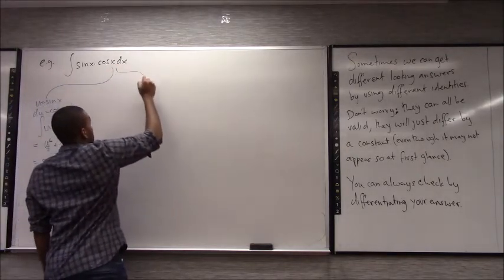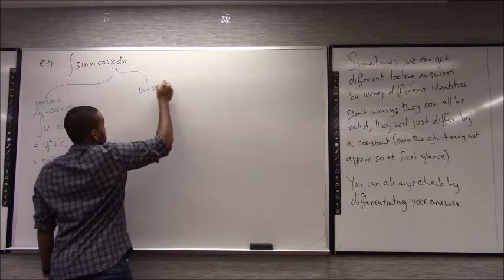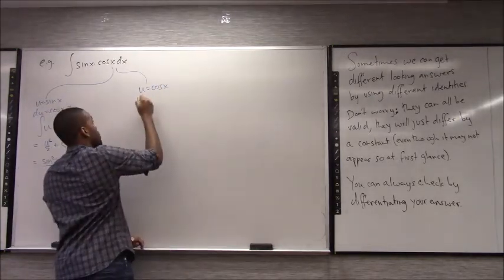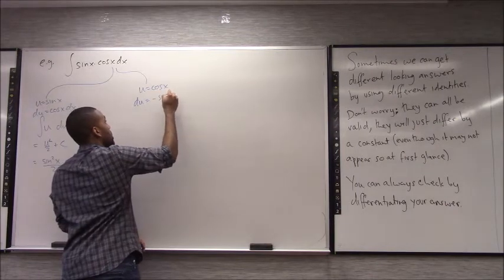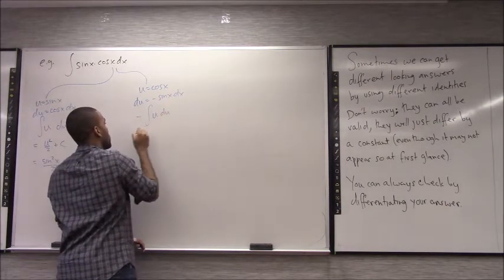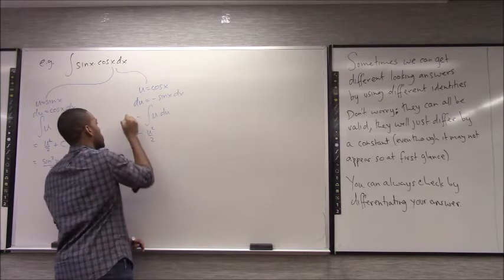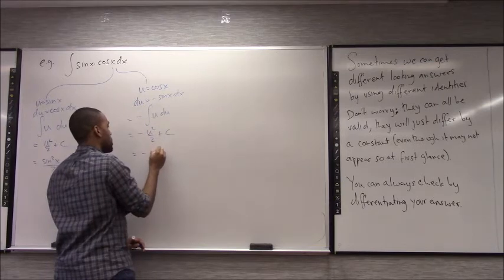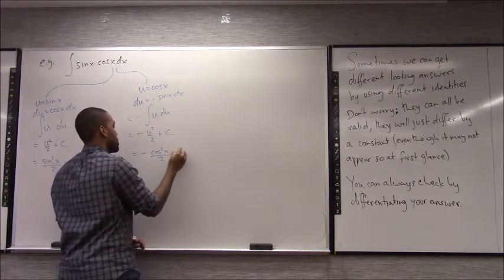Another student might decide to do u equals cosine x. And that is also a valid thing to do. Your du would give you a negative sign though, negative sine x dx. And so you end up with negative u du, which is negative u squared over 2 plus c. So this would be negative cosine squared x over 2 plus c.